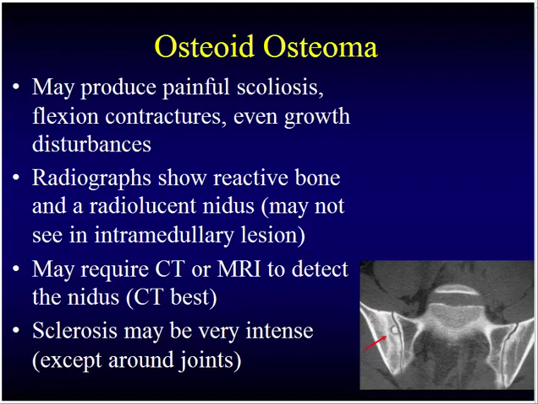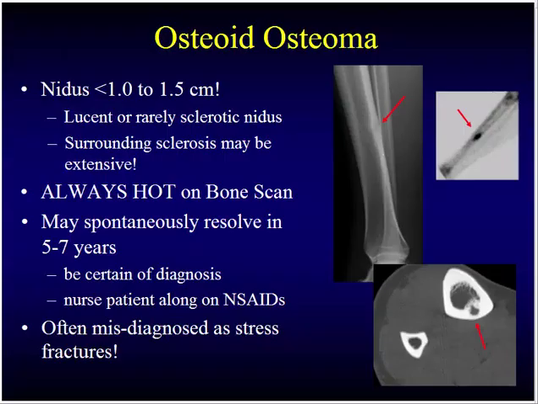Here's an example on a CT scan. And the sclerosis can be very, very intense around these lesions, except around the joints. We're not exactly sure why, whether it has to do with temperature or what, but sclerosis around the joints and in the intramedullary cavity is not that great. The nidus is small, less than 1 to 1.5 centimeters. If it's larger than that, if it's larger than 2 to 3 centimeters, then it's going to be an osteoblastoma, right? Which is histologically the same. I'll show you that in a second.